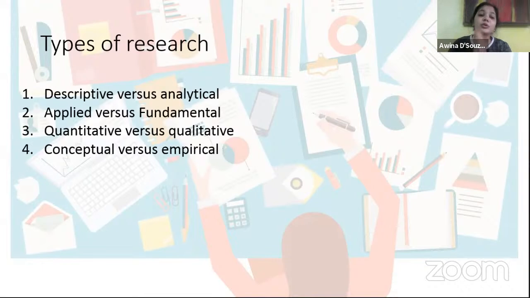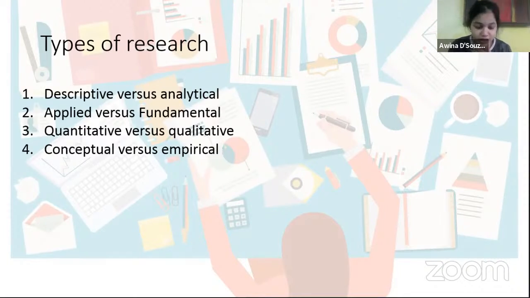Okay, so now coming to quantitative versus qualitative. As the name says, quantitative deals more with numbers. It is more of a causal relationship kind of research, whereas qualitative is based on how you feel. It's very abstract. I'll be speaking a bit more about qualitative and quantitative in the further slides.